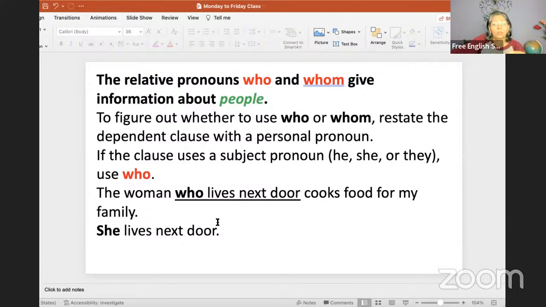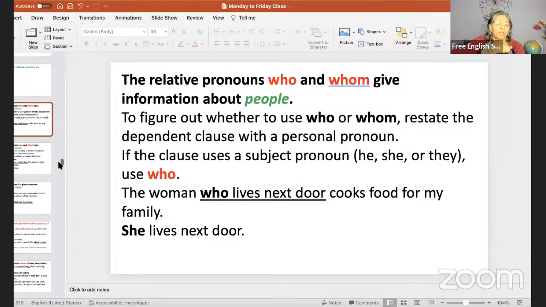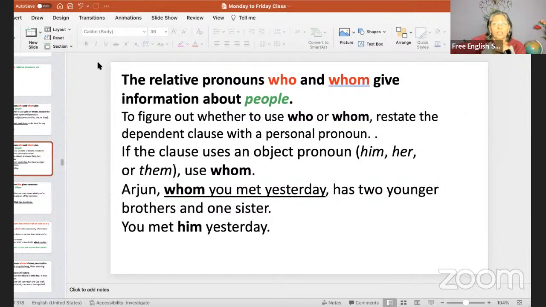So who? She, who? The woman who lives next door, right? So this is how our relative pronoun who is used. Now let's move on to the next one. I hope you understand. We will be doing the practice also. I don't think I will be able to finish this lesson today, but we will complete this lesson next week on Monday, hopefully. And then we have a lot of practice also.